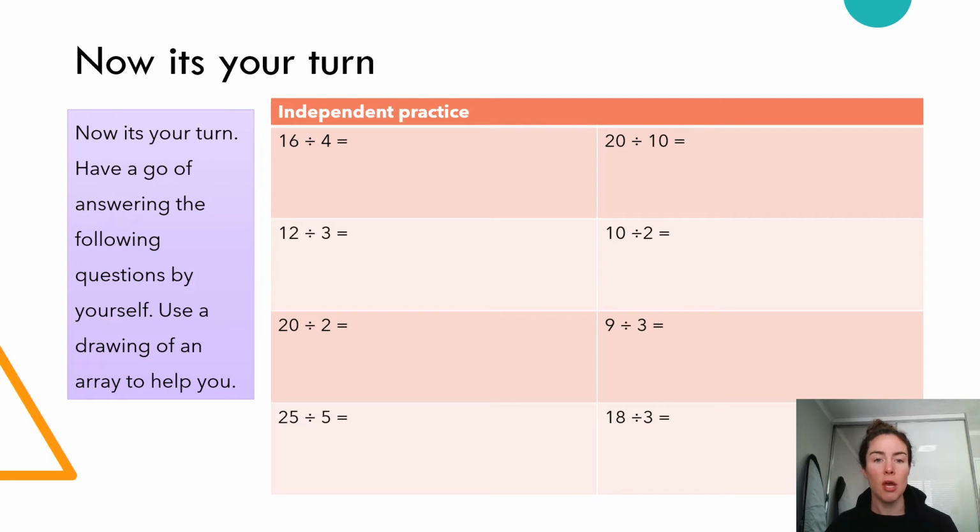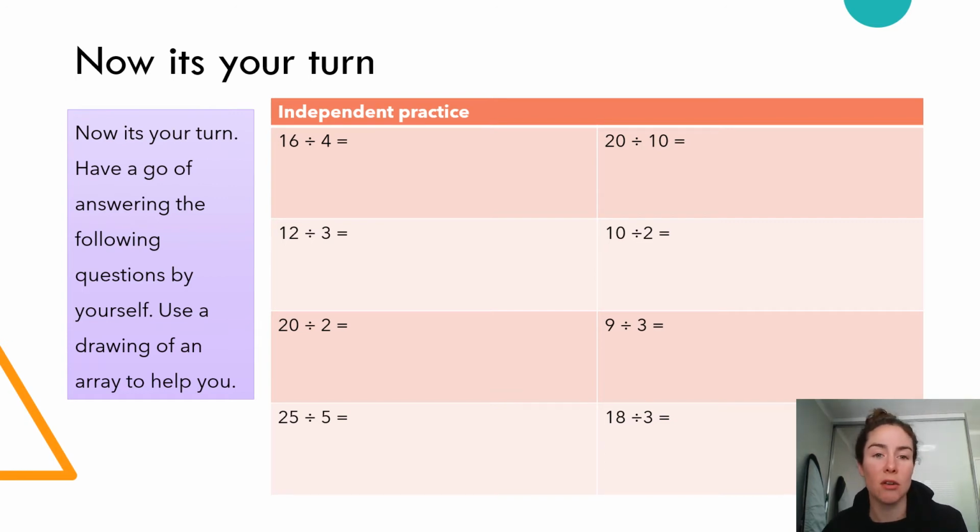It's up to you. You might like to try drawing an array, which you can do with circles or little squares or stars like I did, however you want to help you answer these questions. So to do that, for the first question, for example, 16 divided by 4, you would need to draw 16 dots in 4 equal rows and columns. So that's how you would be drawing an array to do that.